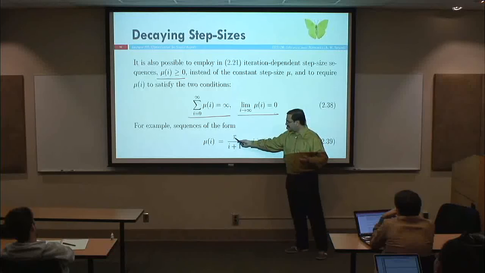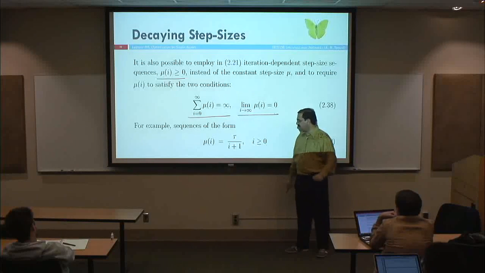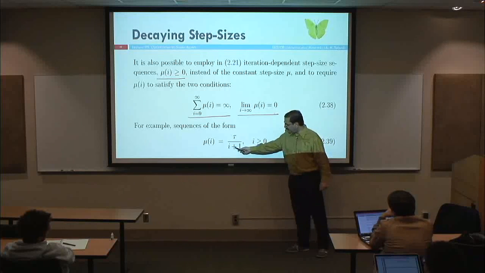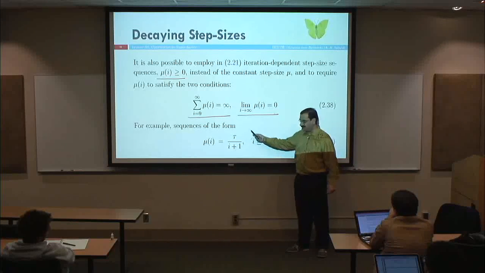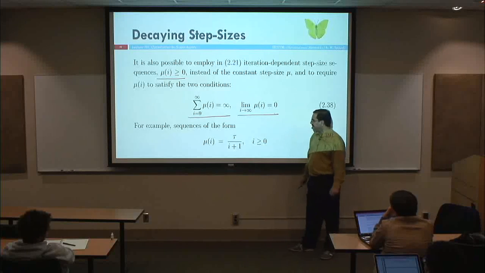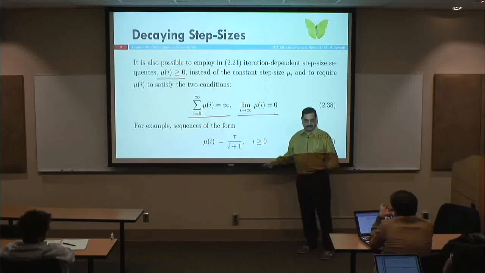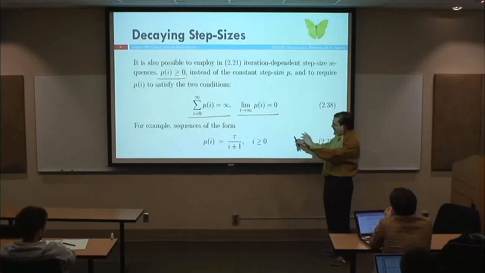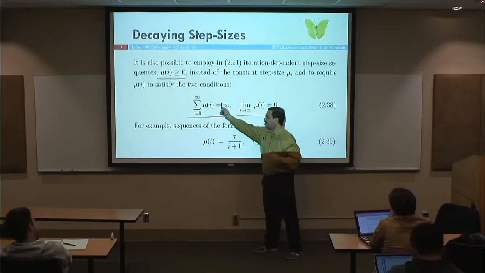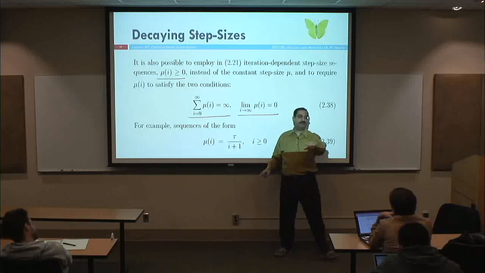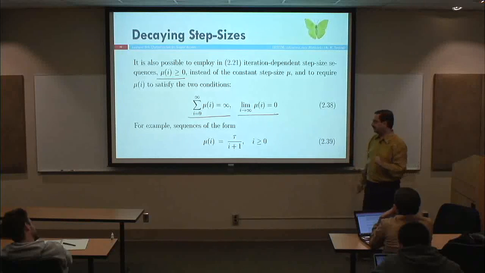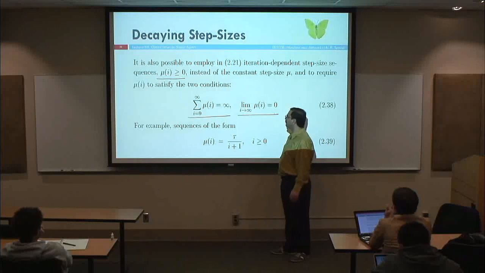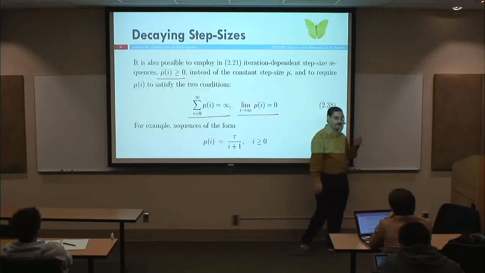A sequence like this, tau, some constant over I plus 1, goes to 0. The reason why I write here I plus 1 is because starting from 0, we don't want to divide by 0, right? And the sum of this is infinite, right? So what I would like to show you next is that any step size sequence that satisfies these two conditions, this is just one example. In the homework, you have other examples that satisfy these two conditions. Any step size sequence that satisfies these two conditions will also make the algorithm converge.